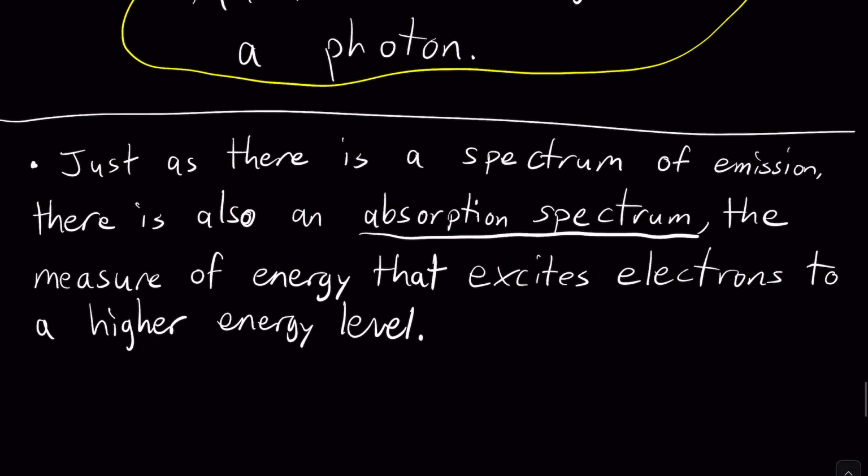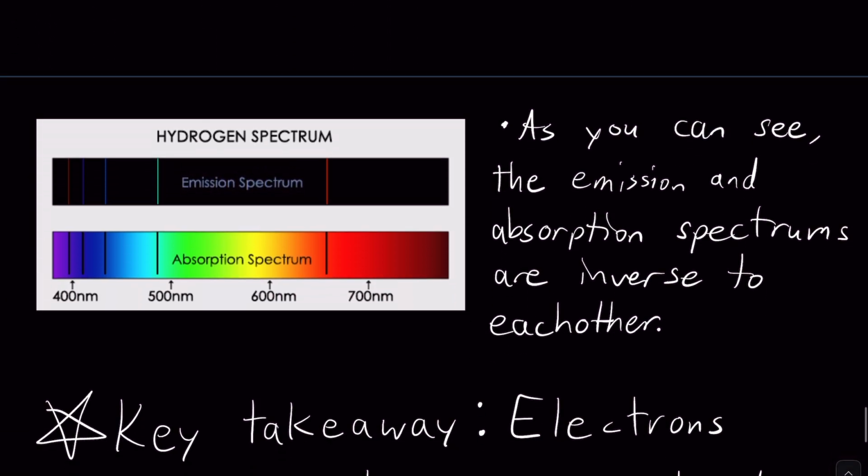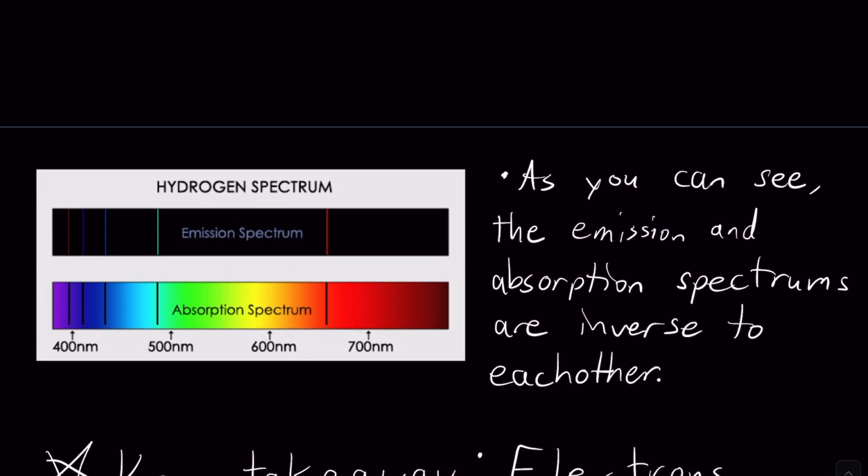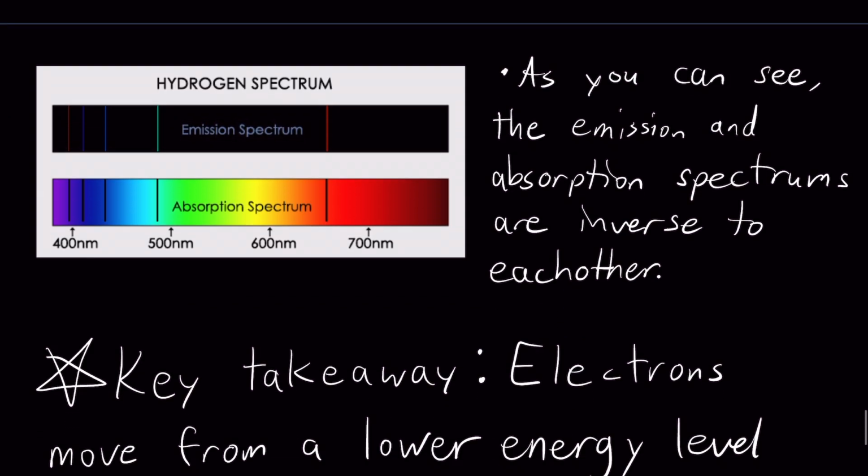So just as there is a spectrum of emission, there is also an absorption spectrum, which is the measure of energy that excites electrons to a higher energy level. You have energy going from ground state to excited state, and energy going from excited state to ground state. Depending on which one you're looking at, the spectrums will be different. The cool thing is that the emission spectrum will be the inverse of the absorption spectrum. This is for hydrogen here, so they are the inverse of each other.